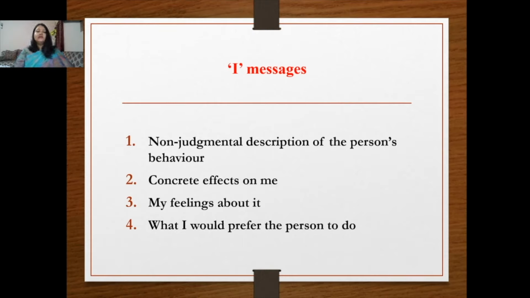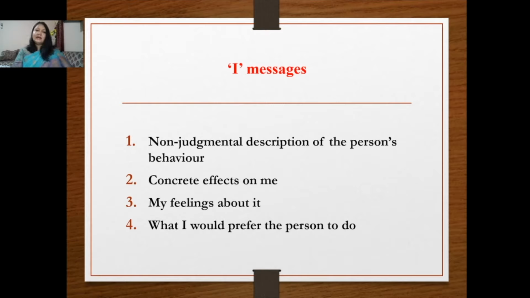Second, we have to also tell them the concrete effects of their behavior on ourselves. Third, our feelings about the situation. And fourth, what I would prefer the other person to do. Now if you look at these four steps, they are given by Tom Gordon, and it may look very artificial to you. It may look a little made up. It's not possible to talk to people like that when you are angry. But believe me, when you practice this over a period of time, it will really become automatic.